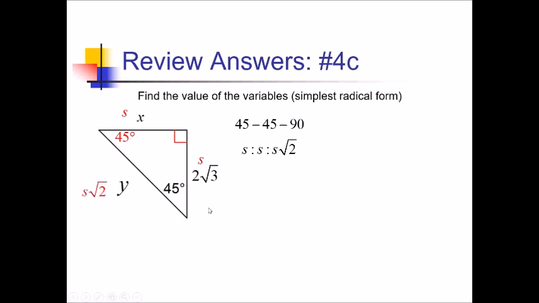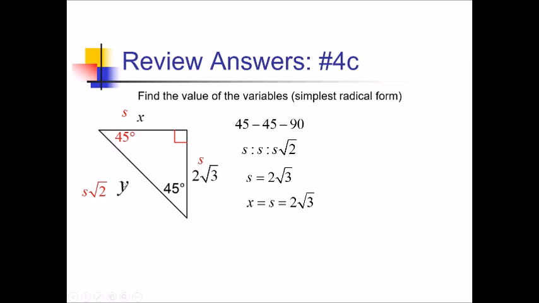Looking at the info they gave me, this 2 radical 3 side equates to this s expression. So that means that I can write literally s equals 2 radical 3. Now that I know the value of s, I can go ahead and figure out the x and the y that they actually wanted me to find. So for x, that's equivalent to s as well. So that will have a value of 2 radical 3.